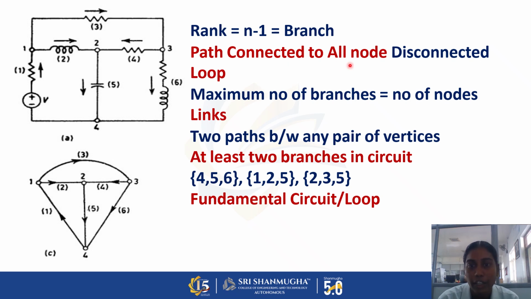The path is connected to all the nodes, with no loop. Maximum number of branches is equal to the number of nodes. Links means the branches that are not in the tree path between any pair of vertices. So at least 2 branches in this circuit.